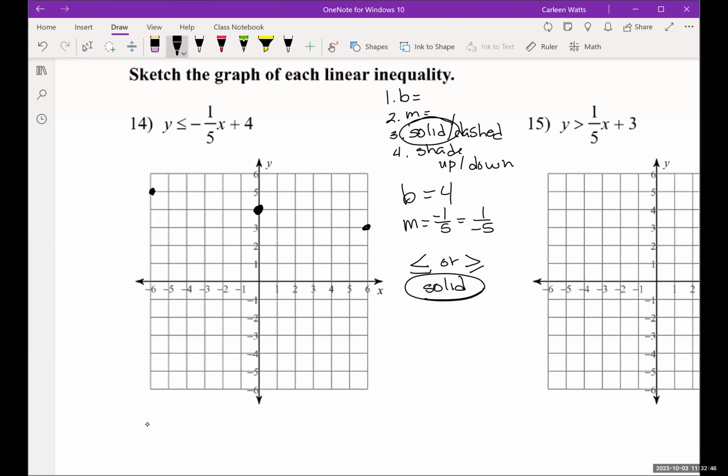Oh my goodness, you are right. This is not a 5x5. Thank you. This is a 6x6. Okay, does everyone see why this is a solid line?